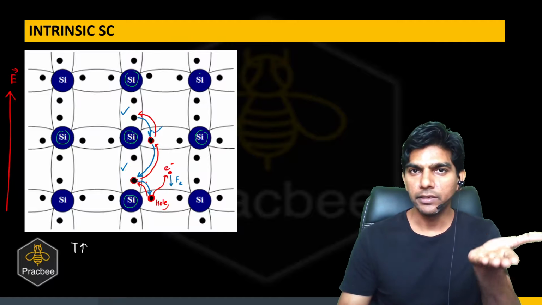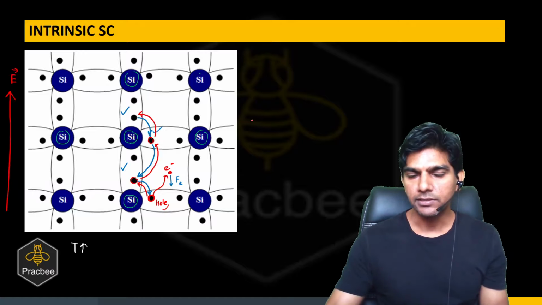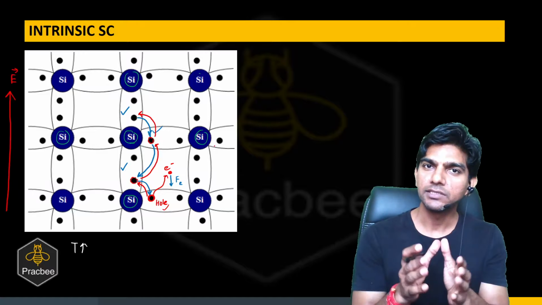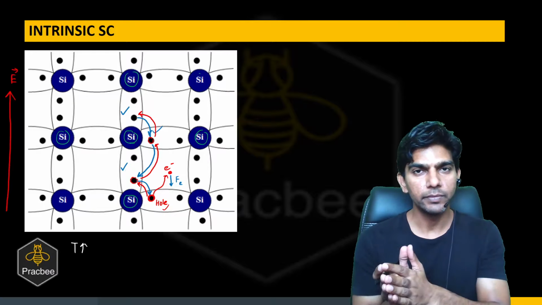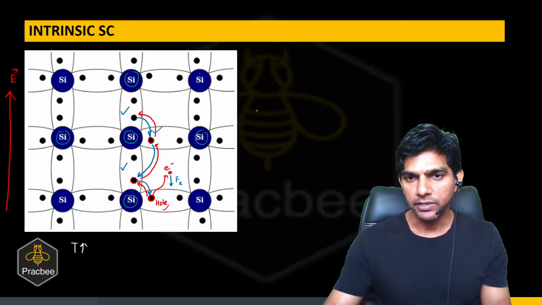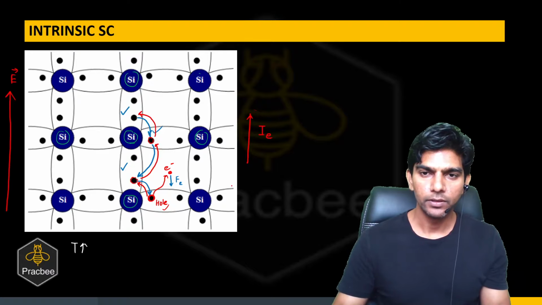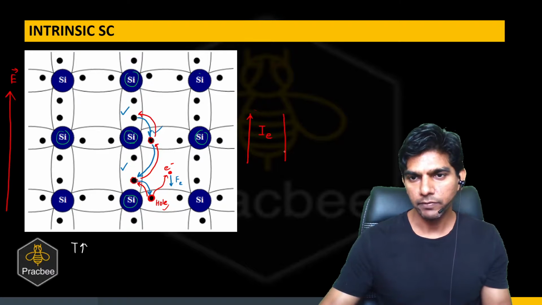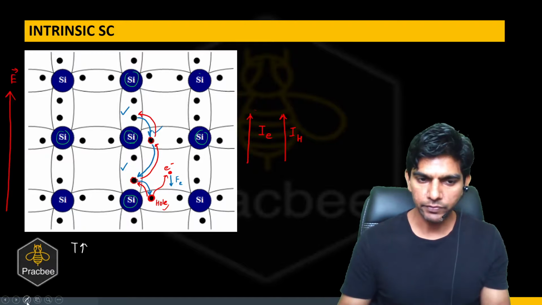The holes are moving in the direction of the field, and the electrons are moving opposite to the direction of the field. So we can say inside the intrinsic semiconductor, we have two types of currents. One because of the electrons which are in the conduction band, and the other due to the motion of holes which is in the valence band. So we can say there will be a current IE, which is because of conduction electrons, and there will be a current IH, which is due to the holes in the valence band. So that we have to remember.